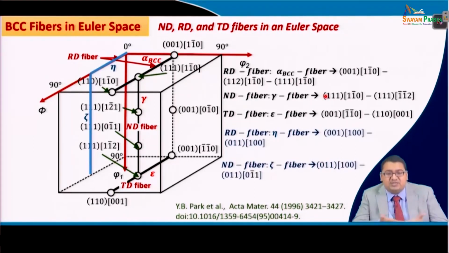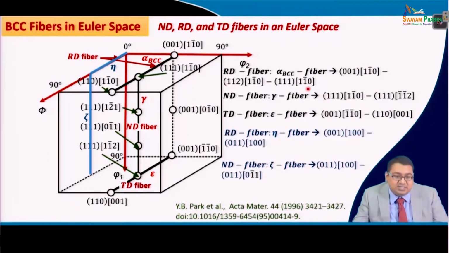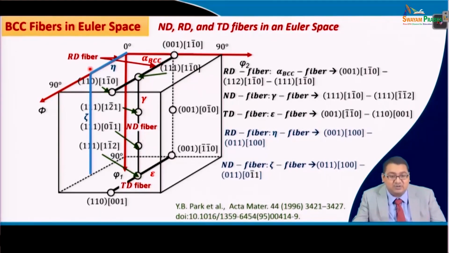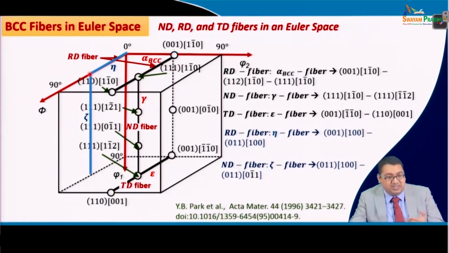Now, there could be other fibers, right. In case of BCC, there is a neta fiber and there is a, you know, tau or eta fiber, whatever you say here. And you see that the neta fiber is a fiber which is parallel to RD. It is a partial fiber and therefore, it is an RD fiber. It runs from, you see, 0 0 1 1 0 0 to 0 1 1 1 0 0. Whereas, the another fiber which is parallel to phi 1 is basically the ND fiber again, and this fiber runs from, you see, 0 1 1 1 0 0 to 0 1 1 1 0 1 bar.